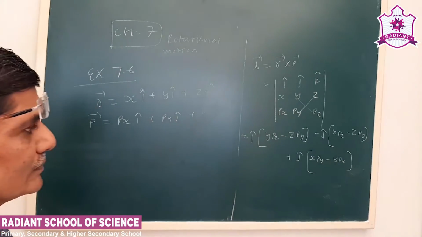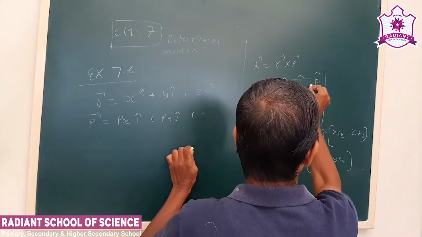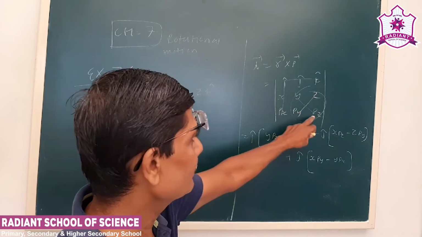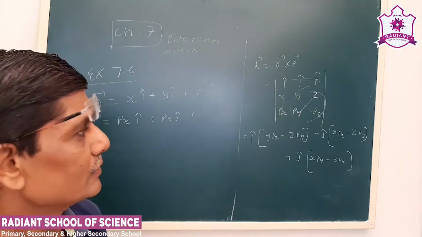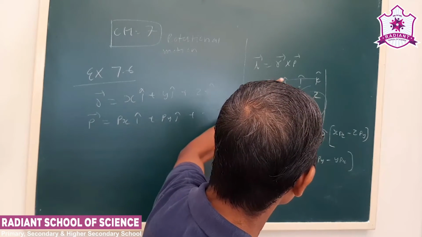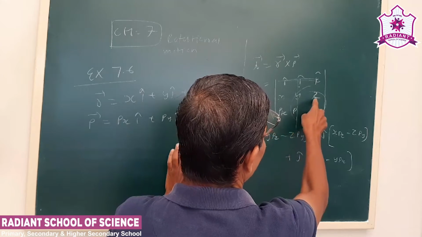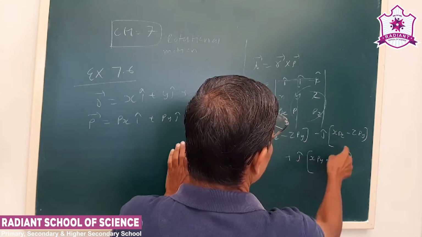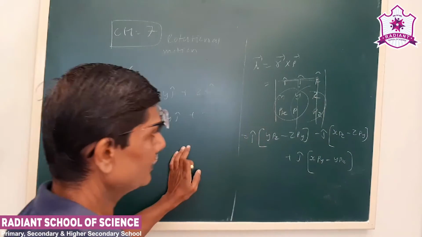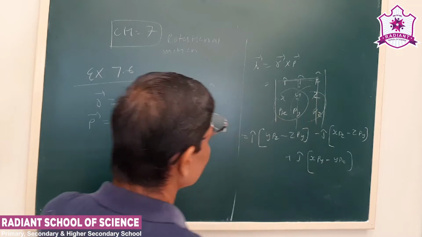Now let us see again. When we write the x component, we have to consider this cofactor, that is right diagonal minus left diagonal: y pz minus z py. Similarly, when we write the y component, we have to consider the cofactor. This will be x pz minus z px. And for the z component, it will be x into py minus y into px.